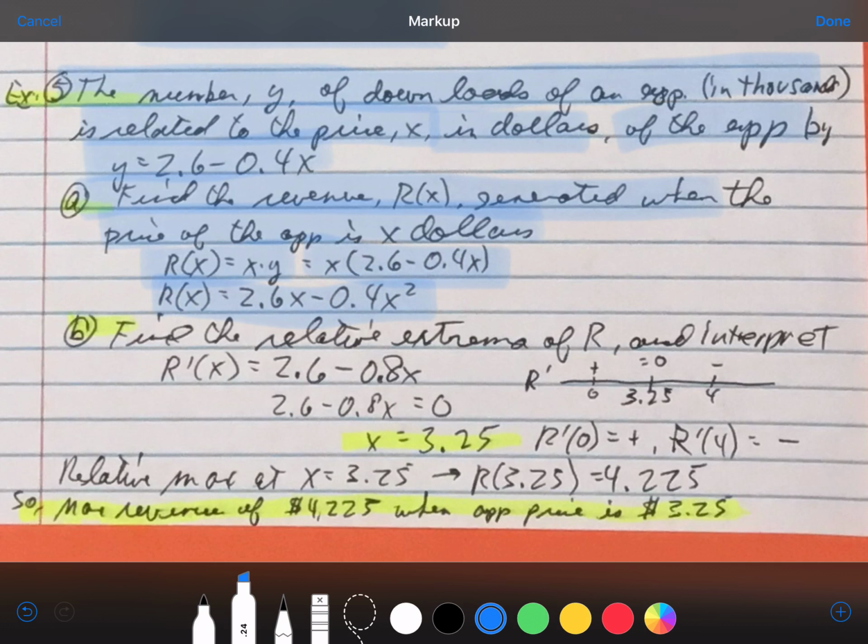And then question part B, we're looking for the relative extrema of that revenue function and interpreting what that tells us, right? So this is kind of leading into what I said early on, using this in the context of applications, right? So once I find those extreme values, well, what information does that actually give me about the function? So here's our derivative r prime, and we start with that if we're looking for our extreme values, our critical values. Setting that derivative equal to 0, solving for x, and I get 3.25 in this case.